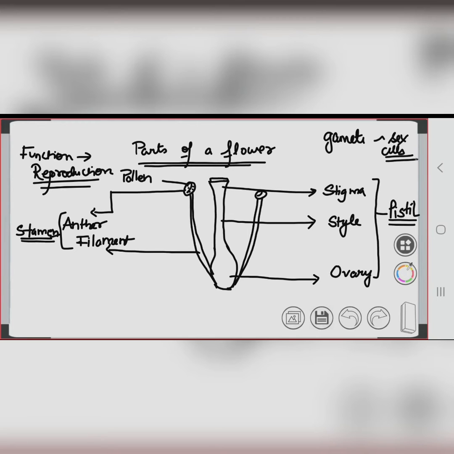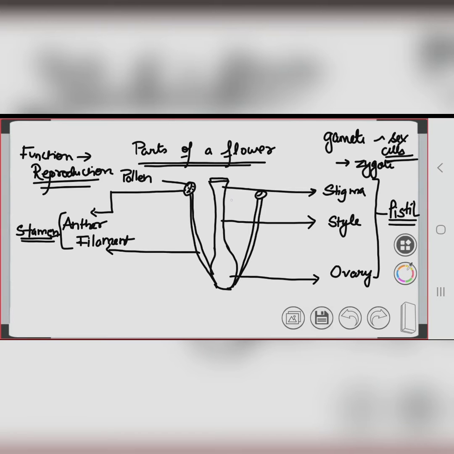When the two types of gametes, the male and female gamete, fuse together, they form a special cell which is called a zygote. When male and female gametes fuse together, they form a single cell which is called a zygote. Okay? This much is clear to everyone? Yes, ma'am. Okay.